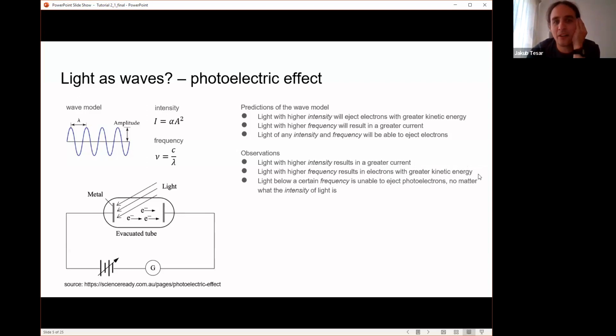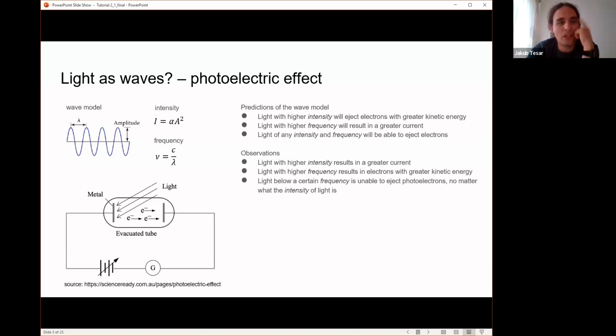And the last one, there seems to be a certain threshold below which, if you have lower frequency, you are not able to eject any photoelectrons. So it seems that none of the 3 predictions are really explaining anything about how light is likely to transmit the energy to the electrons.